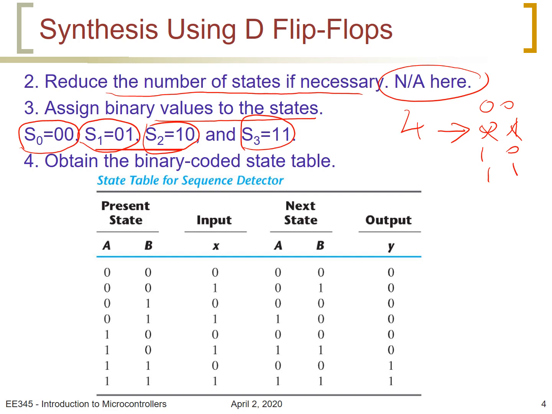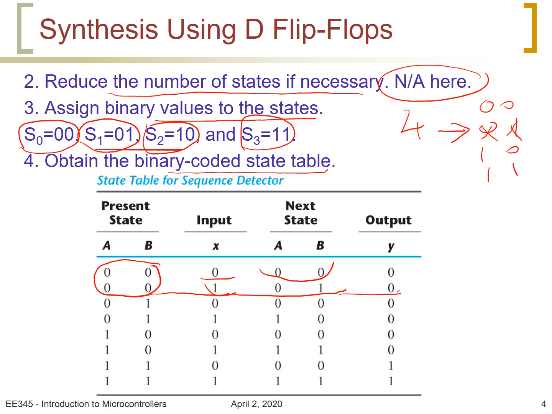There's no problem. Step number 4, we obtain the binary coded state table. This will be obtained from the previous state diagram. By looking at the diagram, we find if we were in state 0 0, and we can go back to the diagram to look at it if needed, if the input is 0, we stay in 0 0. And if the input is 1, we go to S1, which is 0 1.